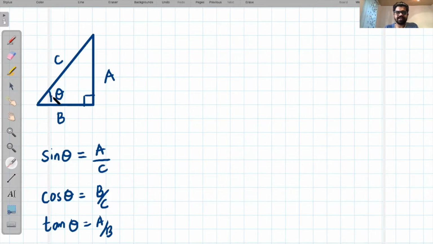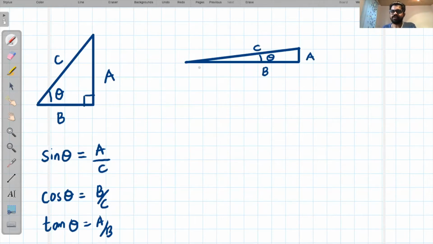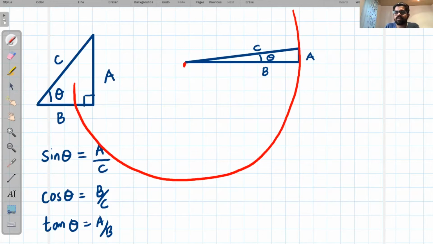So let me draw a triangle with a smaller angle. This is the angle theta. And this is again the opposite side A, adjacent side B, and hypotenuse C. Now let me do something. Let me draw a very big circle about this point C. So the radius of the circle is C. As you can see here, when the angle theta is very small, the opposite side A can be easily approximated as the arc of this big circle over here with radius C.